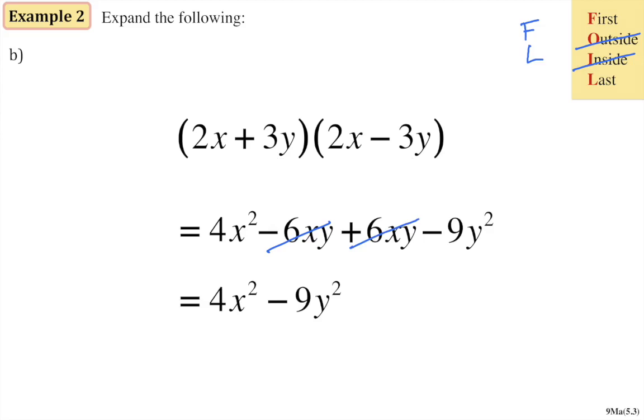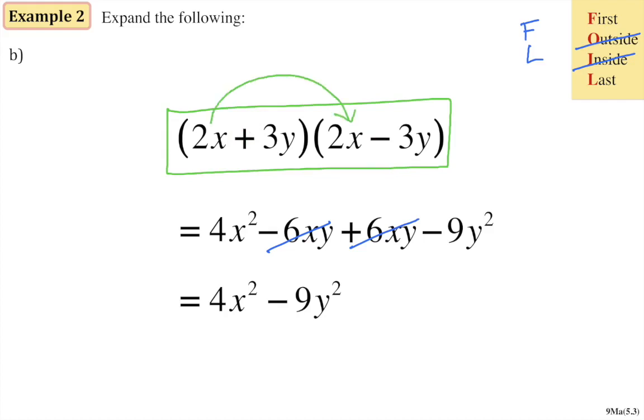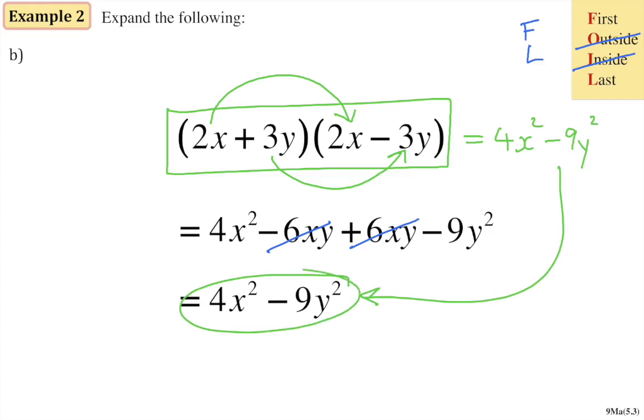So how could I have done this question here faster? I could have looked at it, recognised that brackets are the same except for the plus and the minus. So let's FL. 2x times 2x, 4x squared. Positive 3 times a negative 3, negative 9, and the y times y gives y squared, which is the answer. So that's much faster to do it that way.